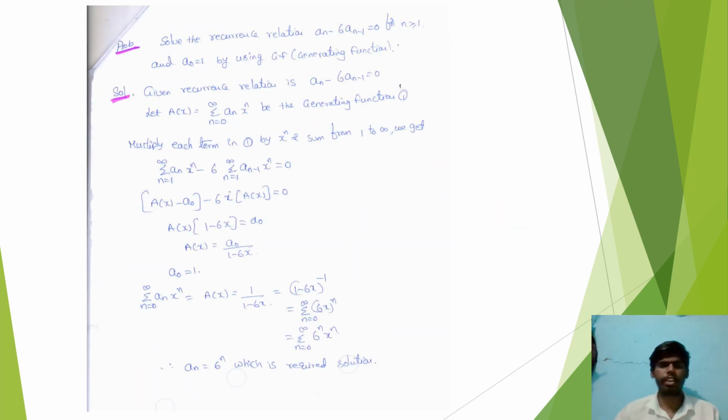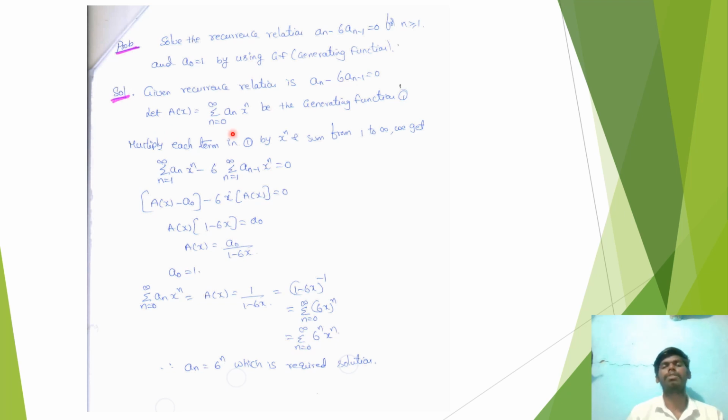Now let us see another example for when initial conditions are given. So here the given question is a n minus 6 a n minus 1 is equal to 0, and the initial condition is a naught equal to 1. So by using generating functions, we can solve this given equation.